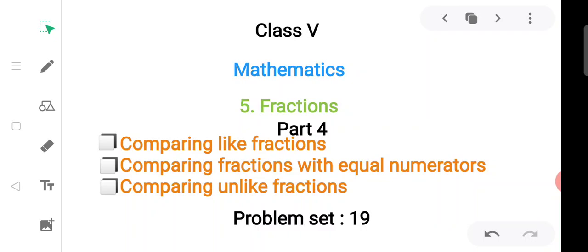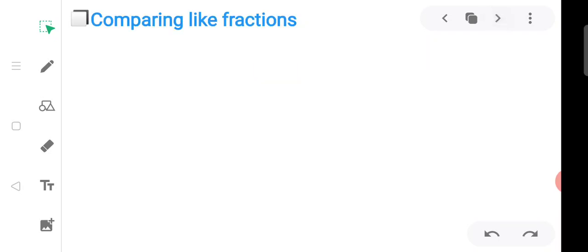In the previous lecture we learned about like fractions, unlike fractions and how to convert unlike fractions into like fractions. Today we will learn how to compare the fractions. So first we see how to compare like fractions.